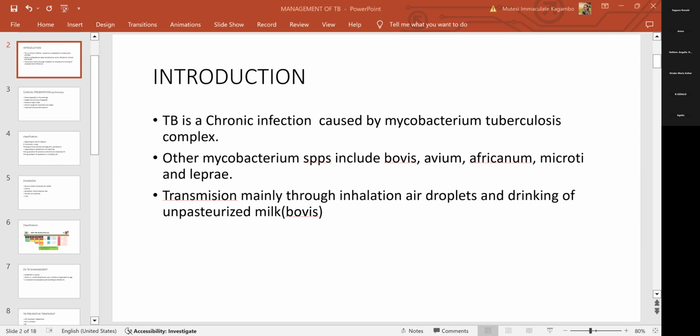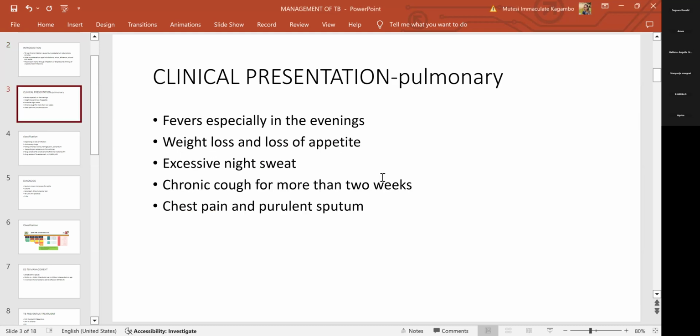So that's basically the introductory bit. The clinical presentation of TB. TB will present with high-grade fevers, especially in the evenings, weight loss and loss of appetite, excessive night sweat, chronic cough for more than 2 weeks, chest pain, and purulent sputum. So those should be your warning signs as you're at your pharmacy counter.